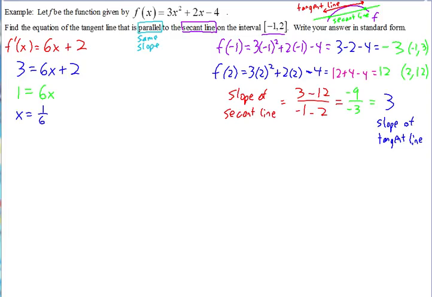Oops, I just realized I made a careless mistake there. Let me fix that here. This was negative 3. Actually, I wrote down a positive 3 there. So negative 3 minus 12 is actually negative 15. Divided by negative 3 is actually 5. So 5 is what I should have said that equals. That means when you subtract 2 from 5, you get 3. Divided by 6, so x actually equals 1/2, not 1/6. Sorry about that.